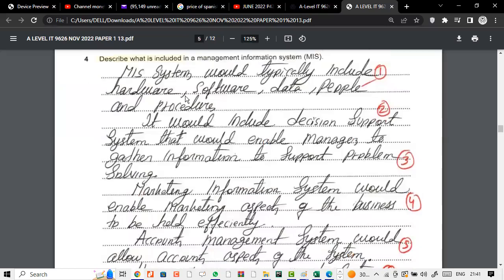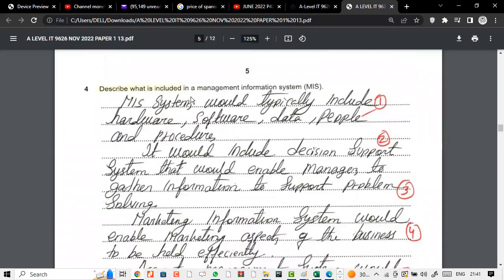So basically, the question here asks what is included. This was not done very properly by candidates, because what students did was explain what an information system is. The question is not asking you to explain what a management information system is. The question is saying that you have to tell what is included in it. So a management information system would typically include hardware, software, data, people, and procedures.